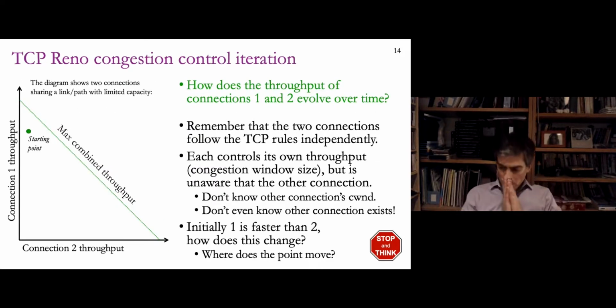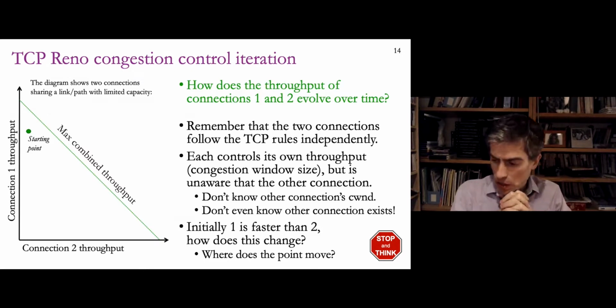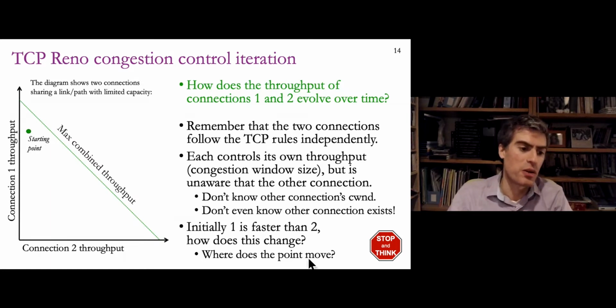All right, so let's step away from the philosophy of it and the economics of it and look at the performance of TCP Reno with two connections operating at the same time. I've shown a particular kind of diagram here where I have the two connections on two different axes, and the position of a point represents the two numbers representing the two throughputs of the two connections.